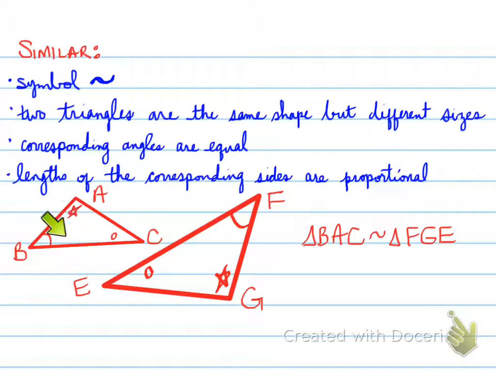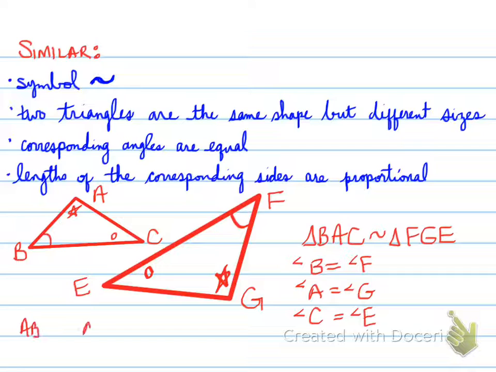That means that you have corresponding angles that are equal. For example, B and F are equal, A and G are equal, and C and E are equal. So angle B is equal to angle F, angle A is equal to angle G, and angle C is equal to angle E, but their sides are actually proportional.